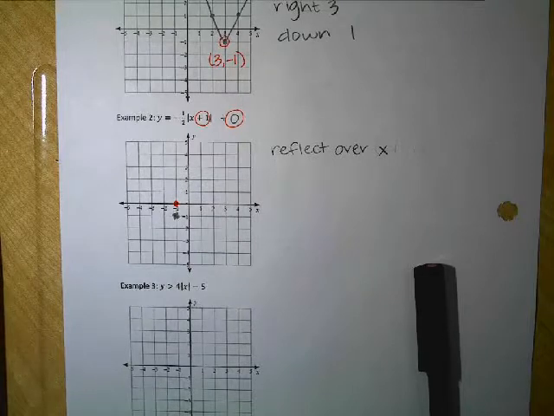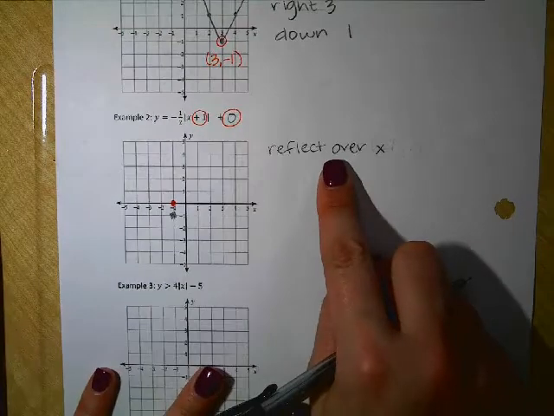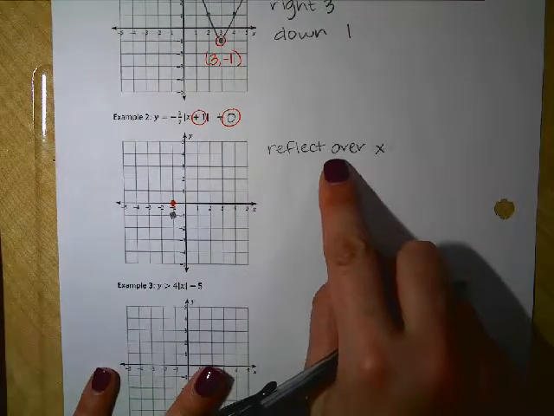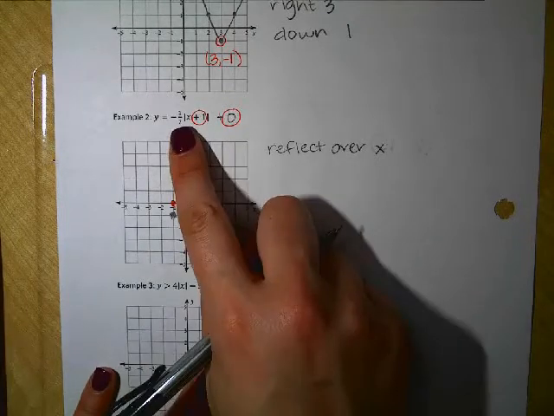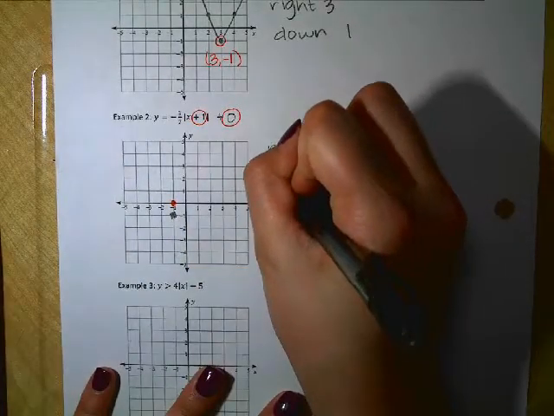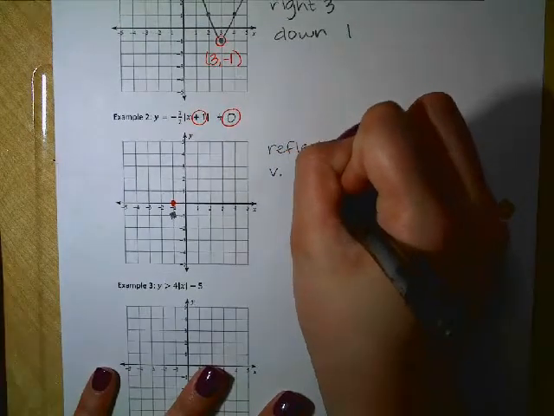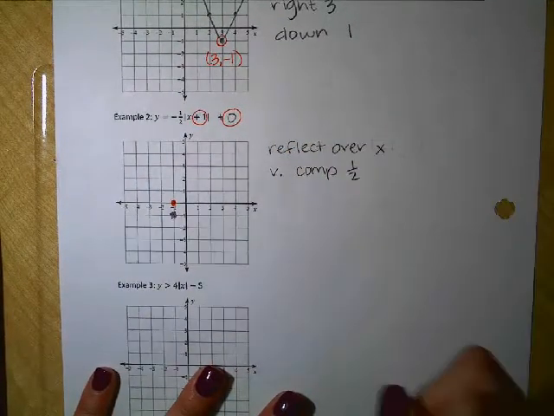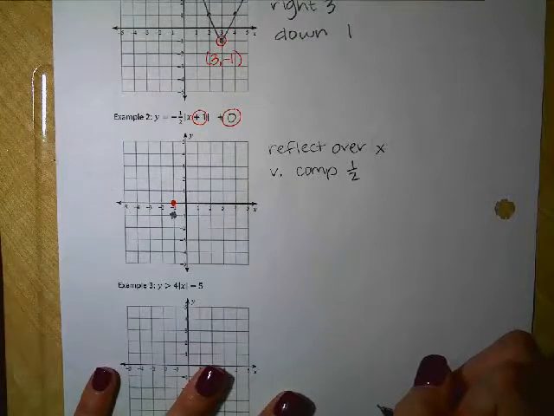Yeah. All right, so we've got reflect over X. What else do we have? Compression. We got the 1/2. That's a small number, so that means compression. So we got vertical compression of 1/2. And then we've got one more. Left one.